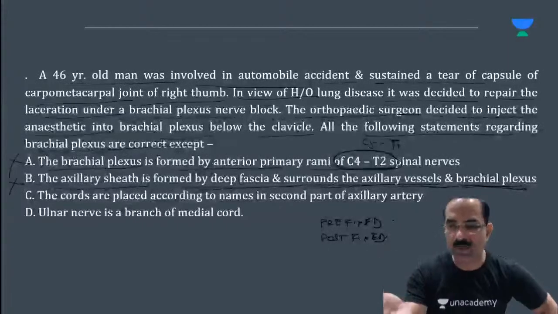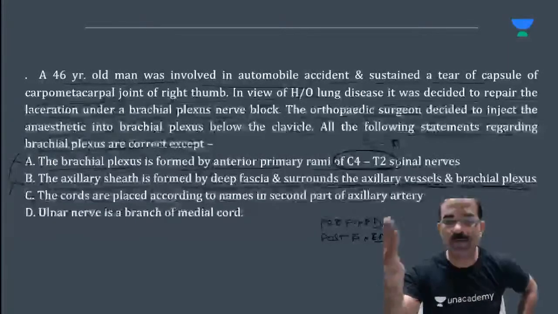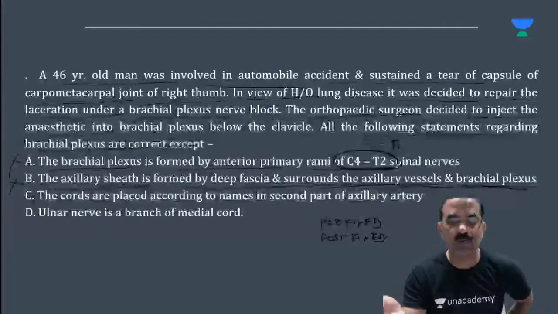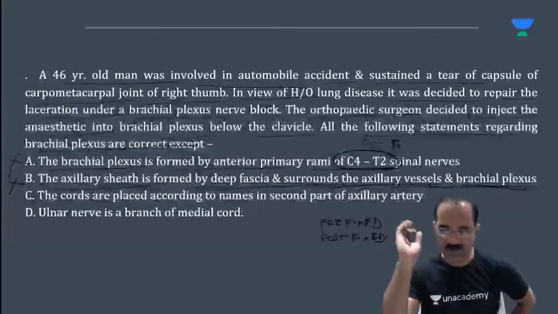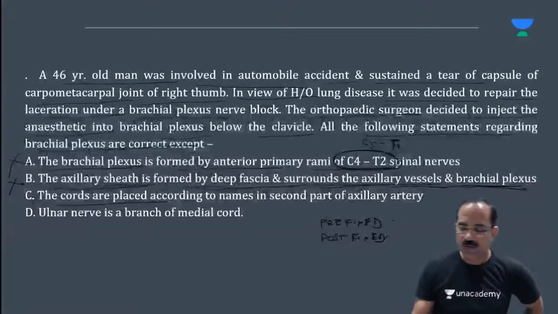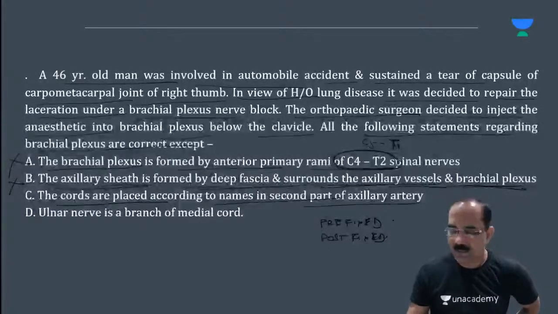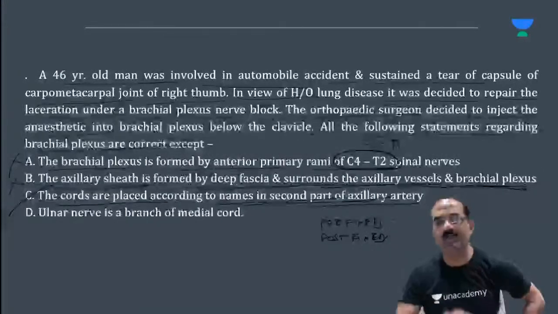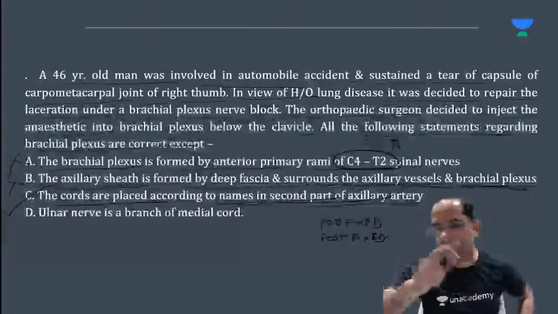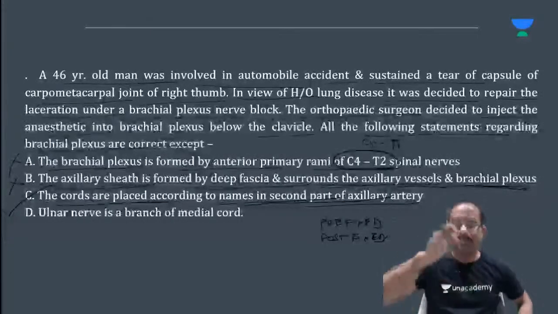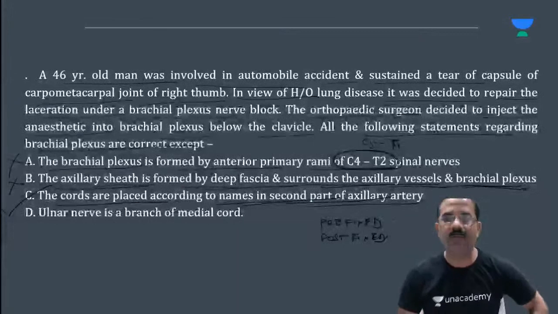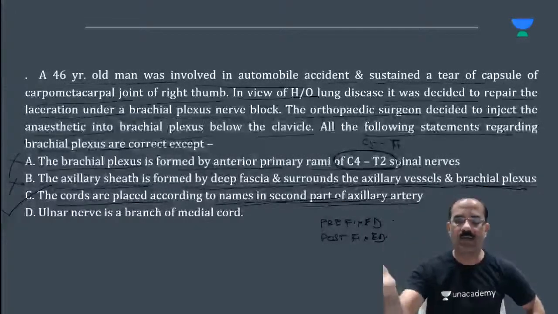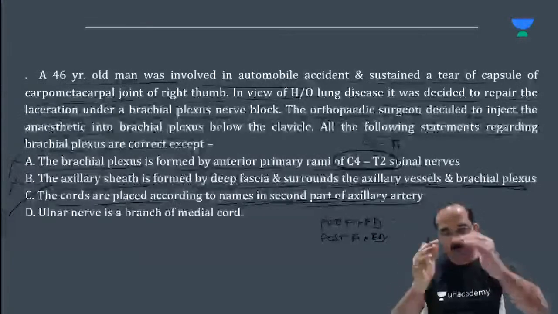The axillary sheath encloses what? The axillary artery and the brachial plexus, not the vein. And the axillary sheath is derived from which fascia of the neck? The prevertebral fascia. The cords are present in the first and the second part of the axillary artery, and the cords are placed according to their names in the second part.